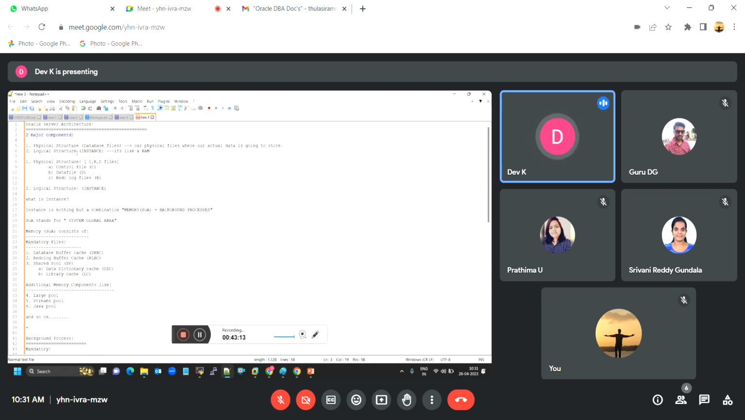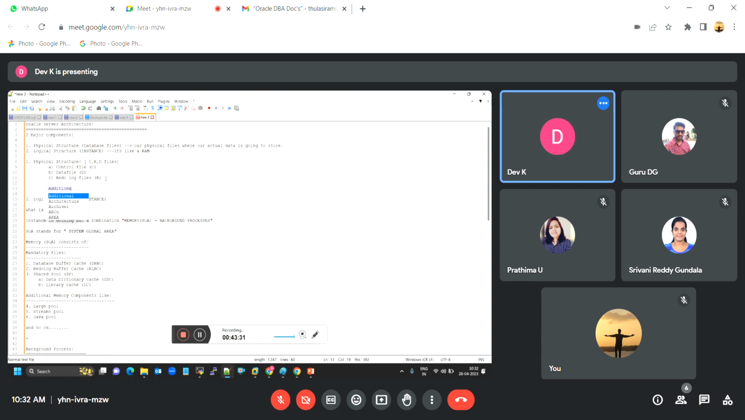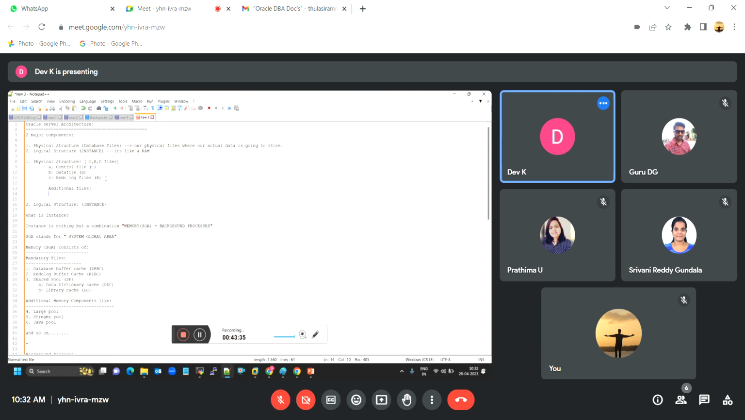The one is physical structure, the other is logical structure. Physical structure is the database files. What are the database files? These are mandatory database files like control file, data file, redo log file. Okay, other files are also there, additional files.